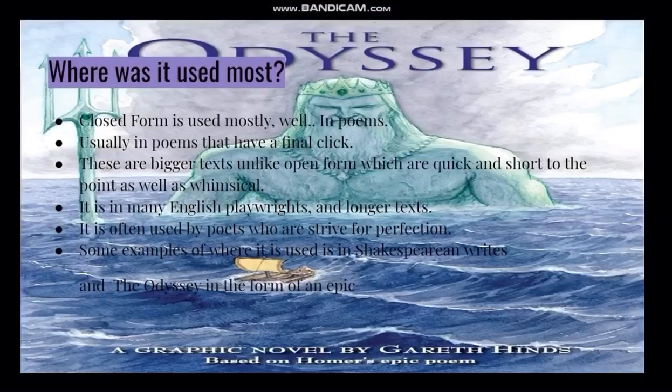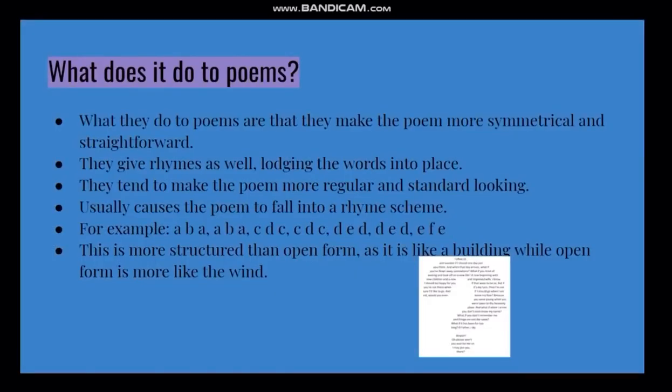Where was it used the most? Closed form is used mostly in poems, usually in poems that have a final climax. These are bigger texts, unlike open form, which are quick and short, to the point as well as whimsical. It is in many ways used by English playwrights and in longer texts. It is also often used by poets who are striving for perfection. Some examples of where it is used are in Shakespearean works and in the Odyssey, in the form of an epic. But what does it do to poems?